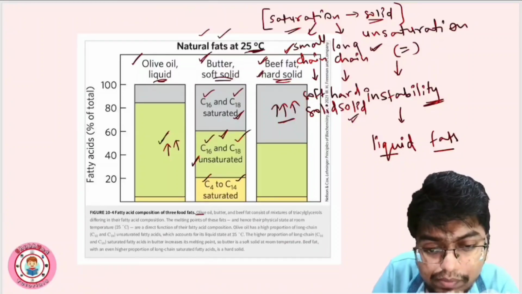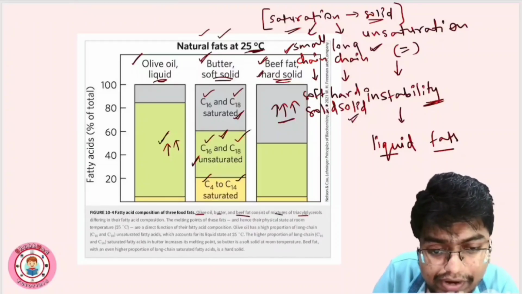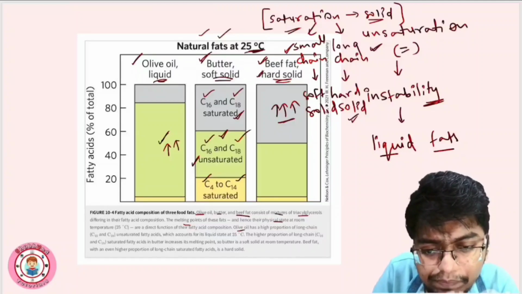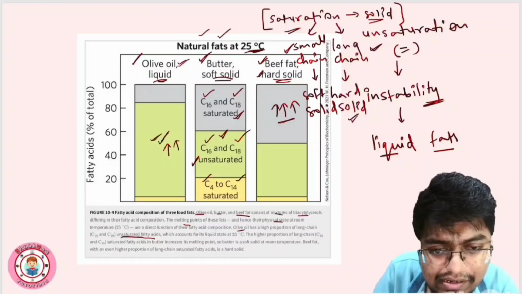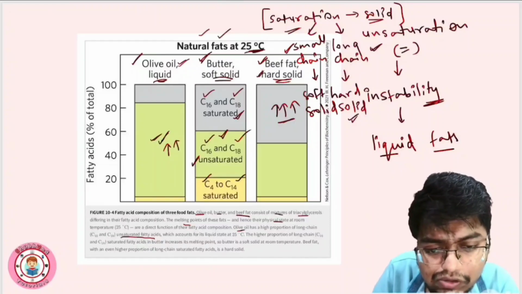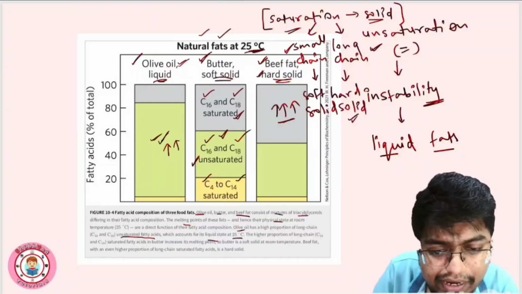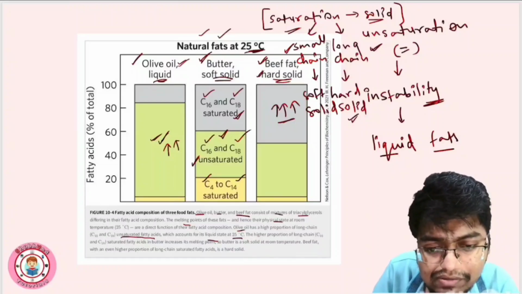See, olive oil, butter, and beef fat consist of mixtures of triacylglycerol differing in the fatty acid composition. The melting point of these fats and hence their physical state at room temperature, 25 degrees Celsius, are a direct function of their fatty acid composition. Olive oil has a high proportion of long chain unsaturated fatty acids, which accounts for its liquid state at 25 degrees Celsius. So at room temperature it is liquid because of unsaturated fatty acids.